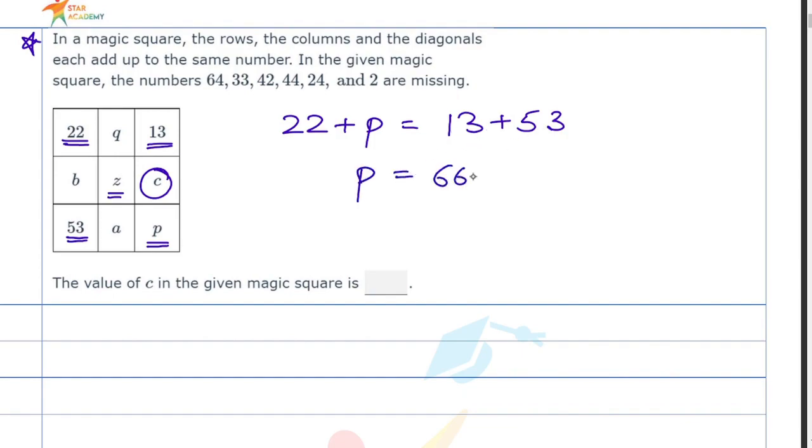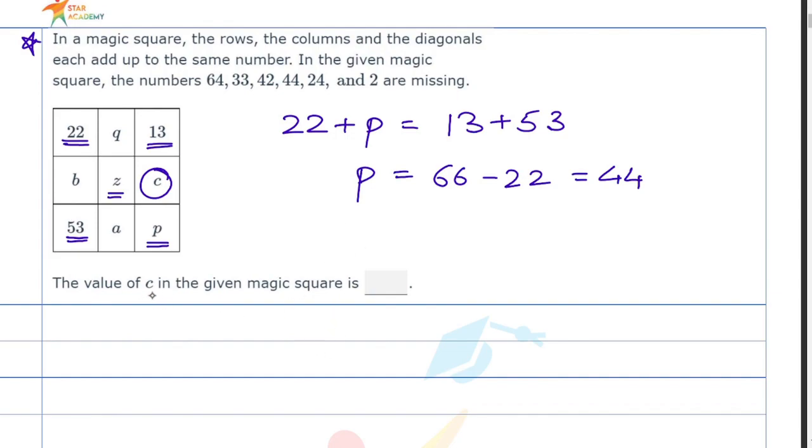But the value of P can directly be found by using the concept that the sum of diagonally opposite elements is the same. Here the diagonally opposite elements are 22 and P, so 22 plus P is the same as the sum of the other diagonally opposite elements. So this is equal to 13 plus 53. From here I can directly get the value of P. So this is 66 minus 22. So P is equal to 44. So to get the value of P, we don't even need to find the magic sum.